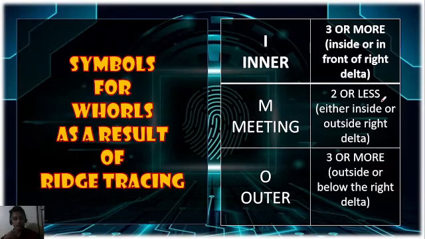Let's try to have here the next slide. So again, same ruling lang po sa ridge tracing. Inner, 3 or more intervening ridges inside, in front, or above the right delta. And then meeting naman kapag 2 or less. It's not necessary kapag yan ay inside or outside right delta. Basta 2 or less intervening ridges. Outer naman kapag yung kabaliktaran ng inner: outside or below the right delta yung intervening ridges. Kaya outer siya.